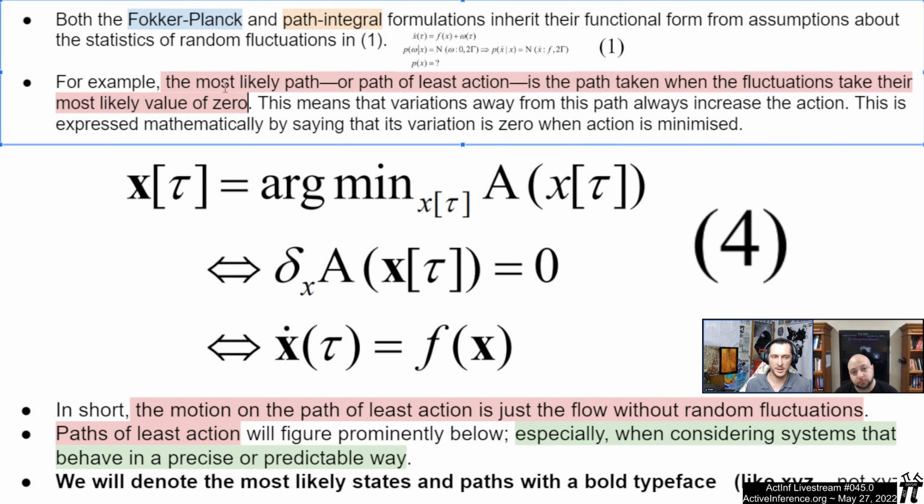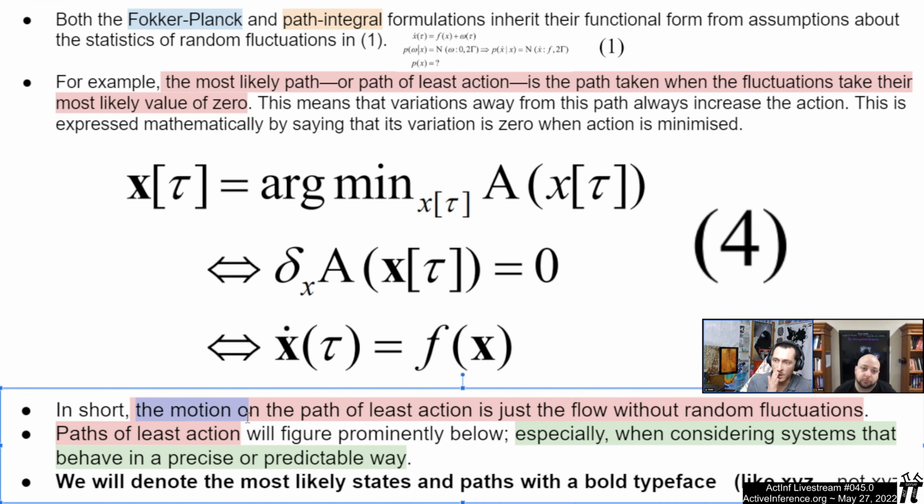So we're going to explore this more, but the path of least action is not using action in the same way that active states are. Path of least action does not mean the laziest or the least energetically costly or the least mobile thing to do. It's not that. What does it mean to minimize action in this framework? The motion on the path of least action is just the flow without random fluctuations.